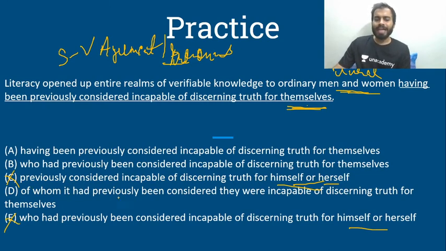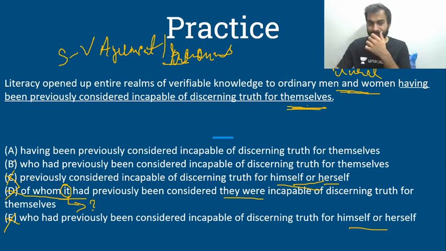Of whom it had previously been considered they were incapable of discerning truth for themselves. Now this of whom it had been, what is it referring to? This is ambiguous. It had previously been considered they were incapable of discerning truth for themselves. So, this is a very huge, clunky, awkward way of expressing something very straightforward. And this is again a big question mark. So we will eliminate D also. We are left with A and B.